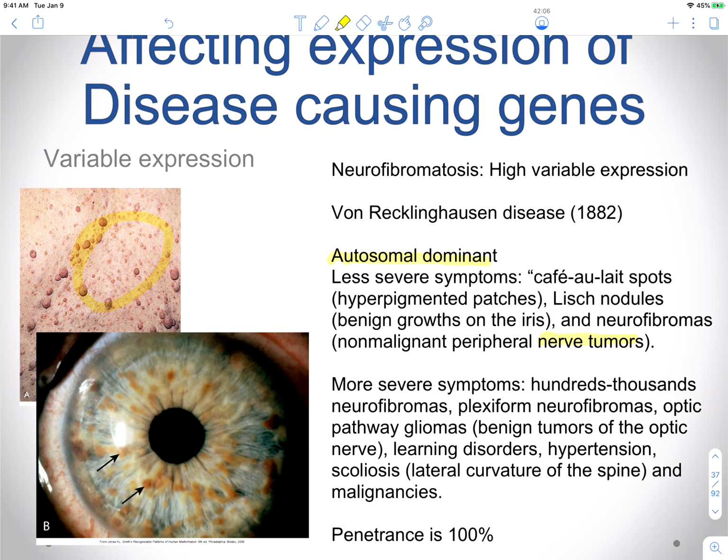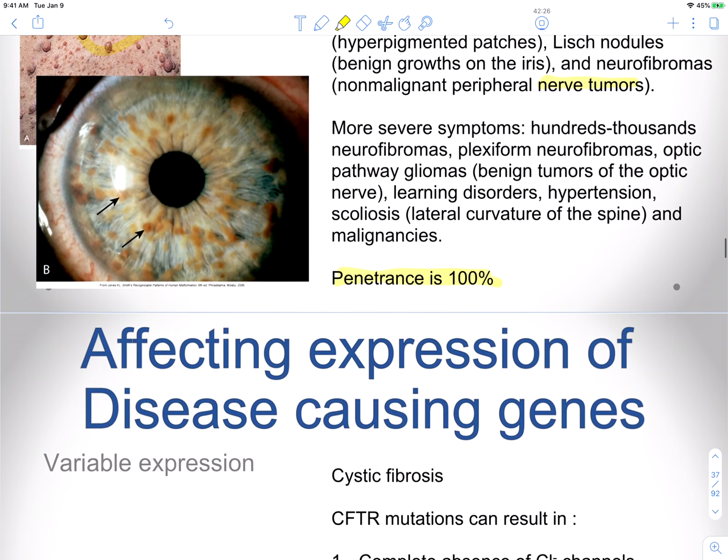Or you can present with more severe symptoms. So you can have a lot of neurofibromas, optic gliomas, learning disorders, different types of malignancies. Penetrance for neurofibromatosis is 100%, but the disease is going to have variability in the actual phenotype, the expression of the phenotype.